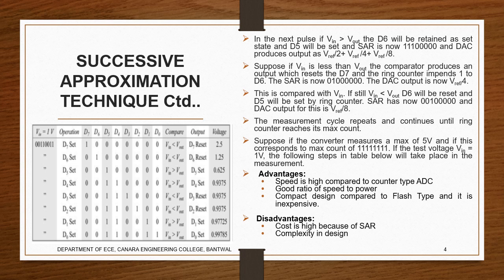But coming to the next step, you can see here D3 has to be set. So again together V reference divided by 8, V reference divided by 16, V reference divided by 32. This has to be calculated. The value they have given in the table is wrong here. It should be 1.12 something, approximately in the range of 1.2. So at that time V in is less than V out, and again that bit is reset.